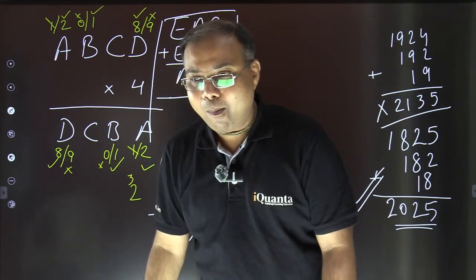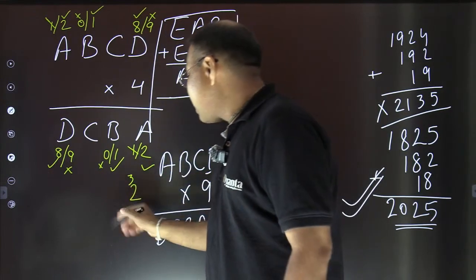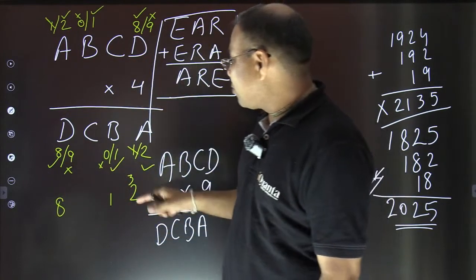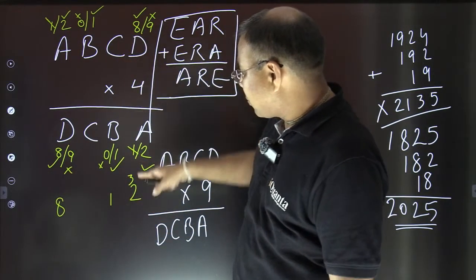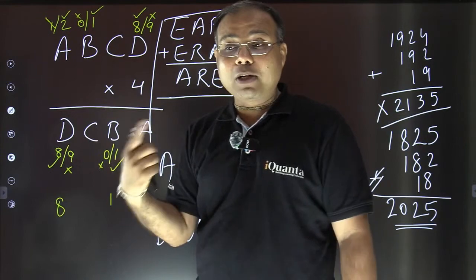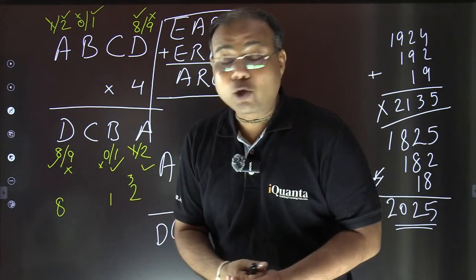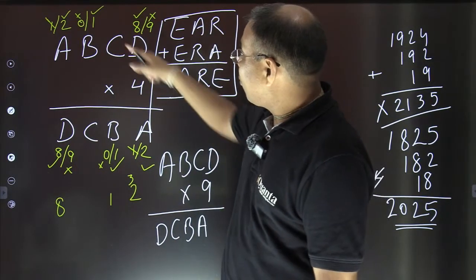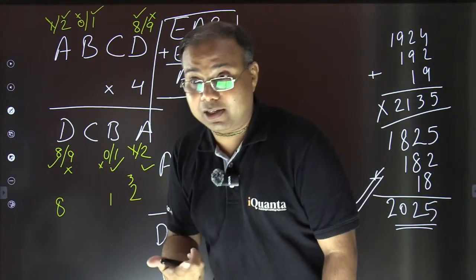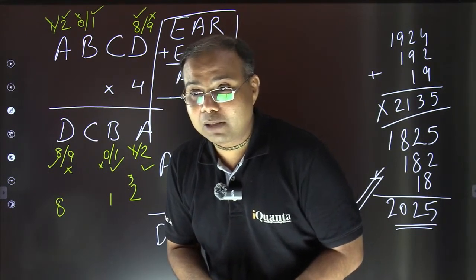Is it clear? So 4 into C plus 3 will certainly be an odd number. This is ending in 1. Now we need to see if 4 into C plus 3 is ending in 1. That means if I had not added 3, what should be the unit digit of 4 into C? It should be 8, right? 4 into C plus 3 is ending in 1. That means 4 into C must be ending in 8. Yes or no?